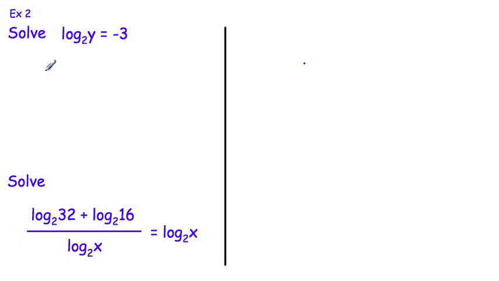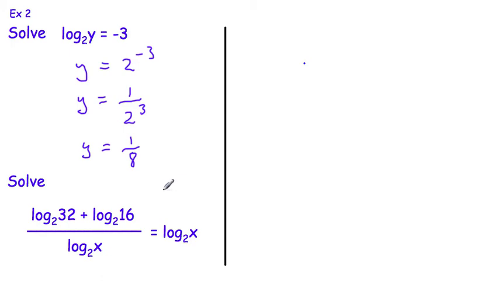Example 2 is in two parts. First solve log y at the base 2 equals minus 3. Well, here we simply write y is 2 to the power minus 3, because that's what the log of y means. So y is equal to 1 over 2 cubed. So y equals 1 over 8. And we'll use that in the second part of the question.